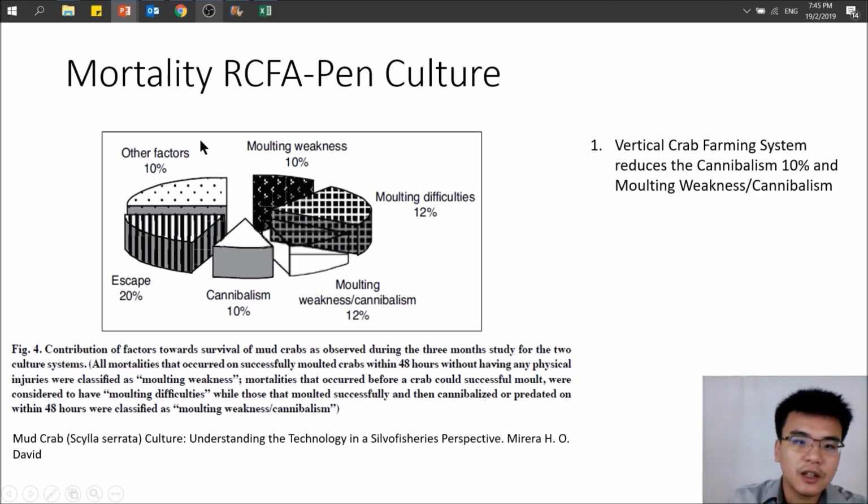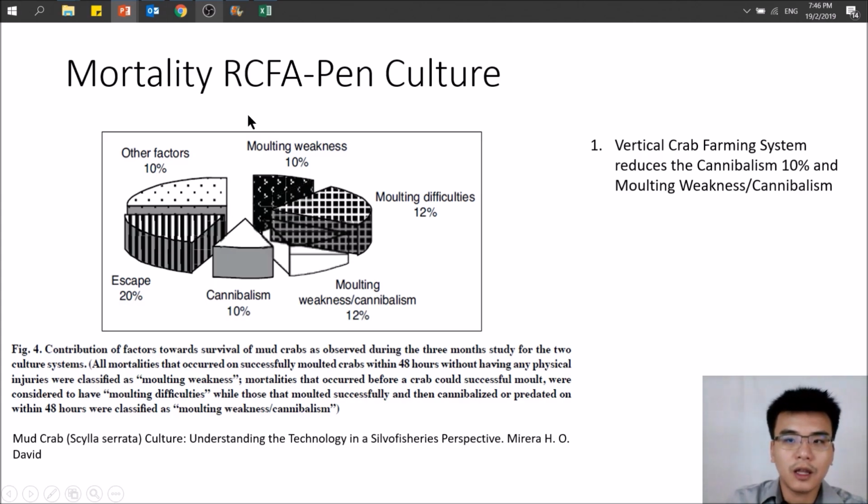You can also see that other factors will contribute about 10% to the overall mortality, and another important point is molting weakness and molting difficulties. As we have discussed earlier, molting is a very complex process, and we can see that 22% of the overall mortality is attributed to this point.